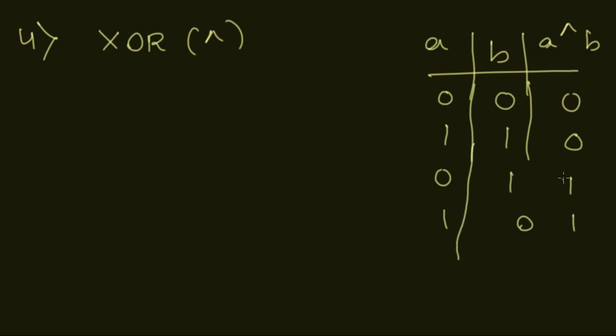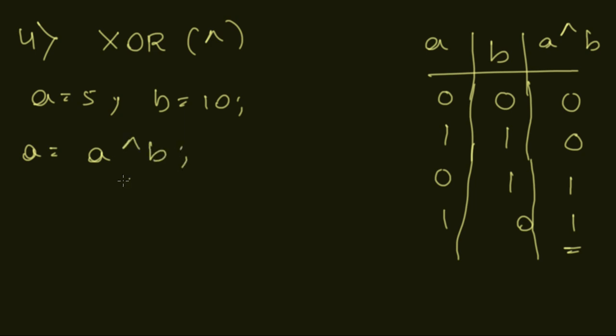So XOR is going to output 1 if I have different values of A and B. Let me show you how we can implement swapping using XOR. Firstly, I am going to assign the value of A to 5 and B to 10. Now I am going to store the value of XOR of A and B into A.